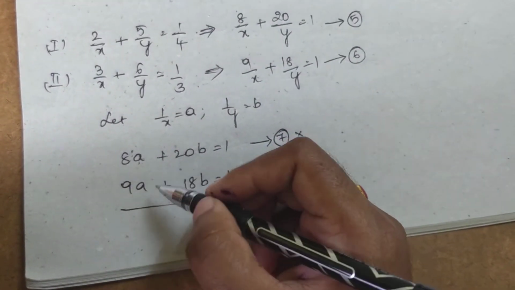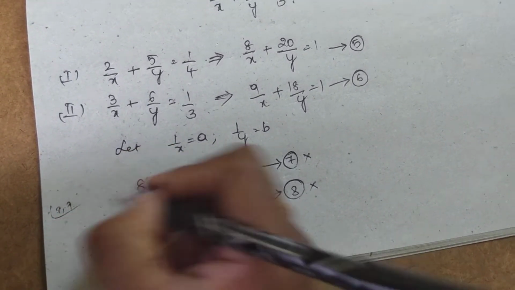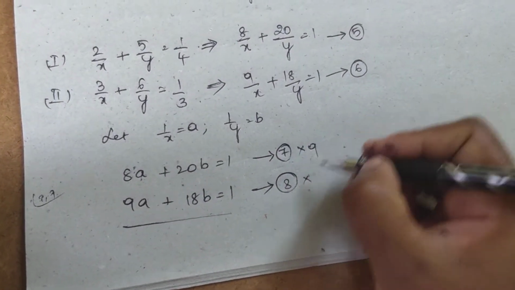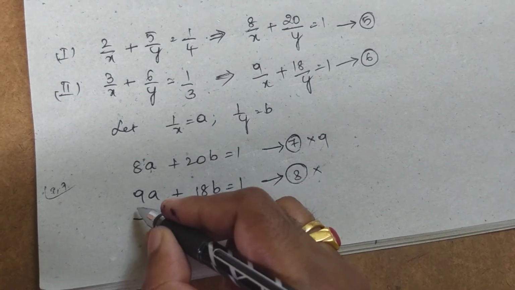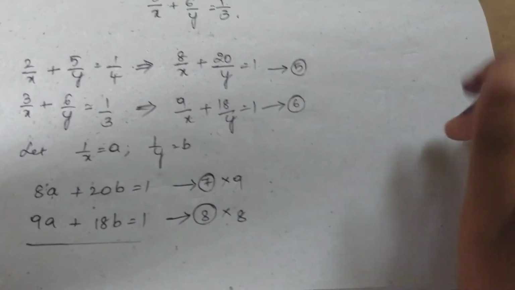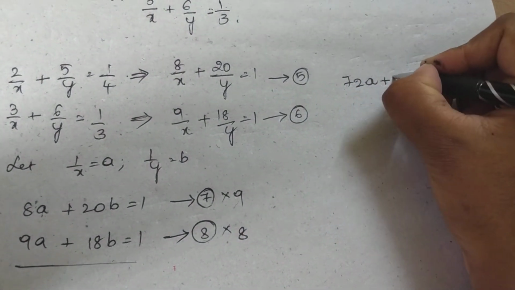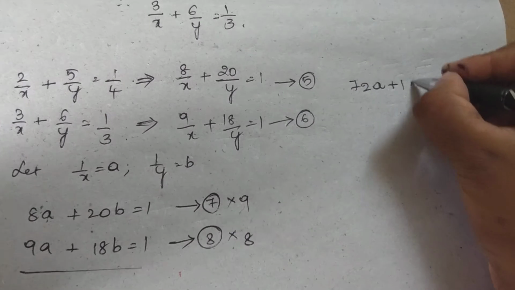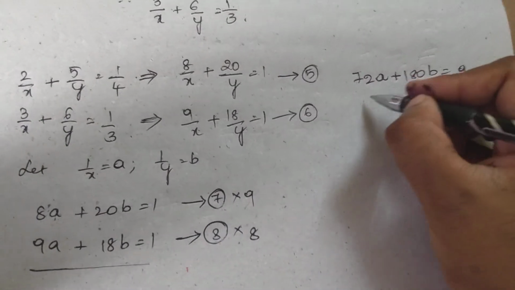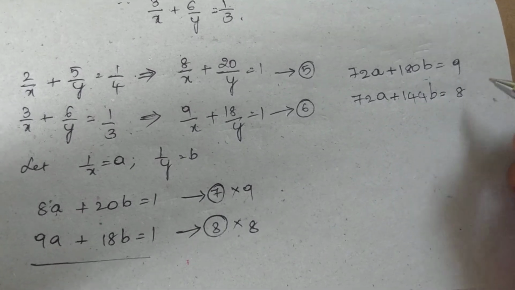The LCM of 8 and 9 will be 72. So for the coefficient of a to become 72, multiply the first equation with 9, and for the coefficient of 9a to become 72, multiply with 8. Let us multiply the equations and see what we get. 9 8s are 72, a plus 20 into 9 becomes 180, b equals 9. Again here 9 8s are 72, a plus 18 8s are 144, b equals 8.